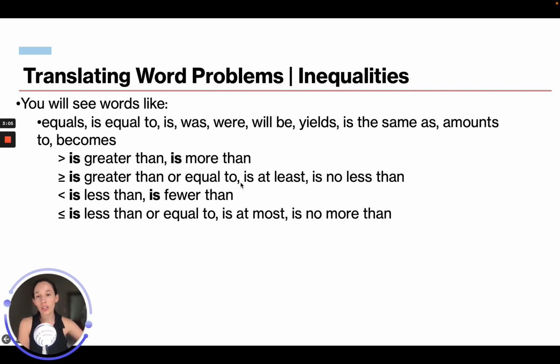Is greater than or equal to, is at least, is no less than is going to give us that alligator pointing to the bigger number, but also equal to. So right, because we have or equal to, you have that little line under it. And then same with is less than, is fewer than. Our alligator's pointing at the big number, which means whatever's on this side is less than. And if it's less than or equal to, is at most, is no more than, we have that less than or equal to sign.